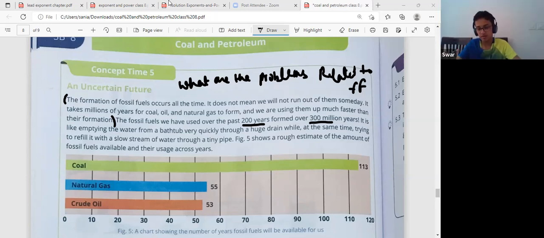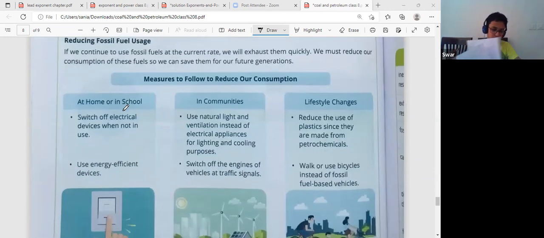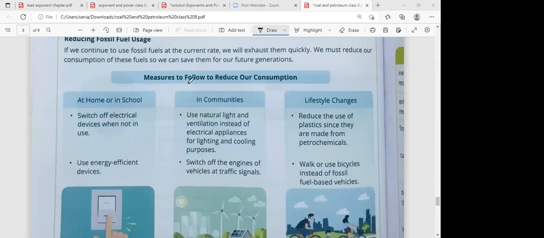Yes, ma'am. I've written it down. Now, basically, there are a few measures so that we can reduce our consumption, right? So there are measures at school or at home, in communities, and in lifestyle. First, at home and in our school, we can switch off the electrical devices when not in use and use energy efficient devices, right? There are bulbs like LED bulbs, which consume less energy, right?